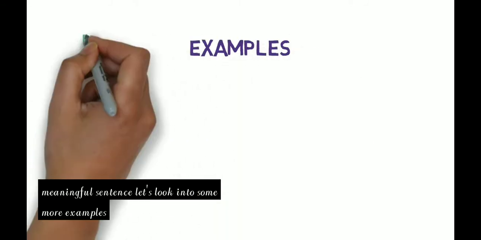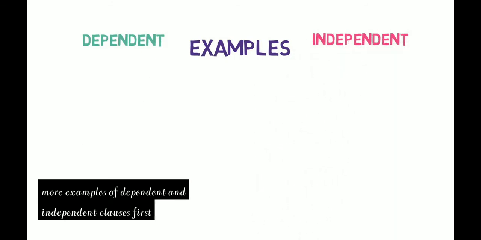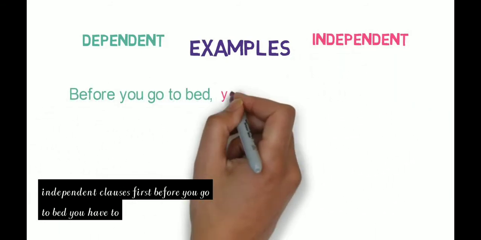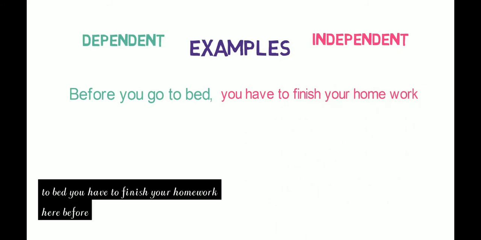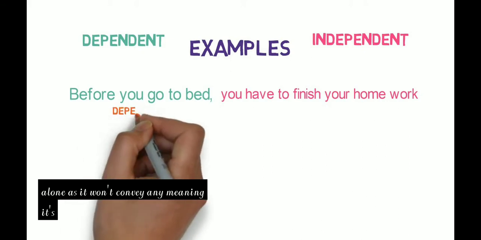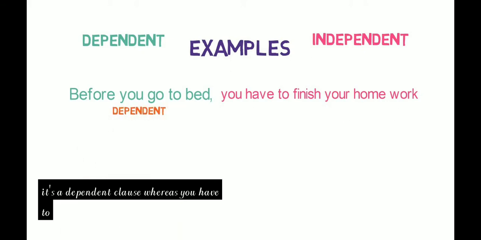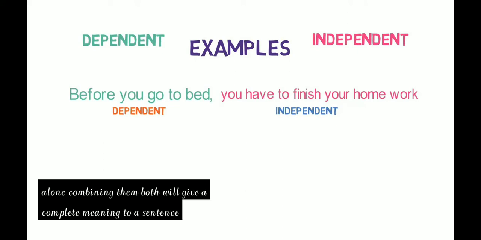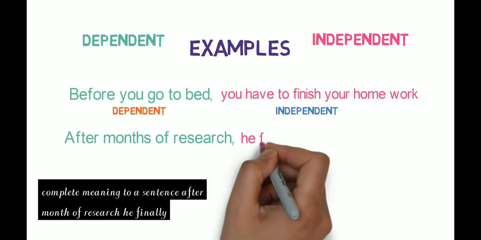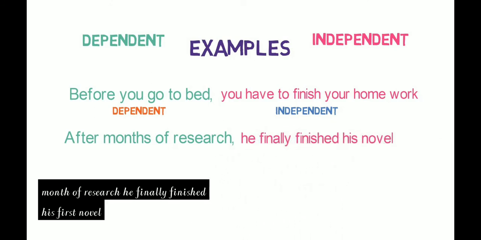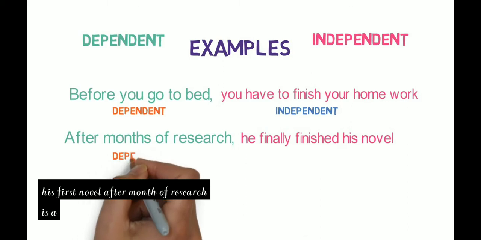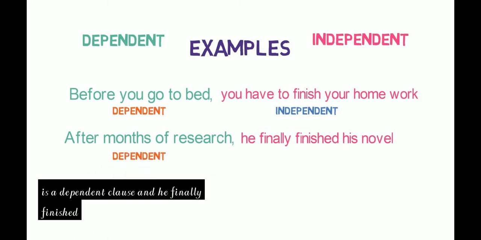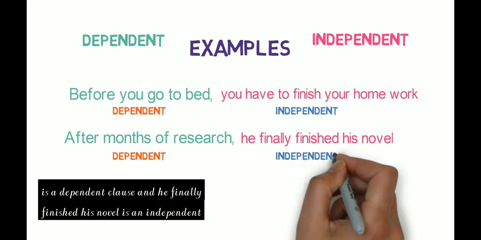Let's look into some more examples of dependent and independent clauses. First, before you go to bed, you have to finish your homework. Here, before you go to bed cannot be used alone as it won't convey any meaning, so it's a dependent clause. Whereas, you have to finish your homework is an independent clause as it can be used alone. Combining them both gives a complete meaning to the sentence. After a month of research, he finally finished his first novel. Here, after a month of research is a dependent clause and he finally finished his first novel is an independent clause.